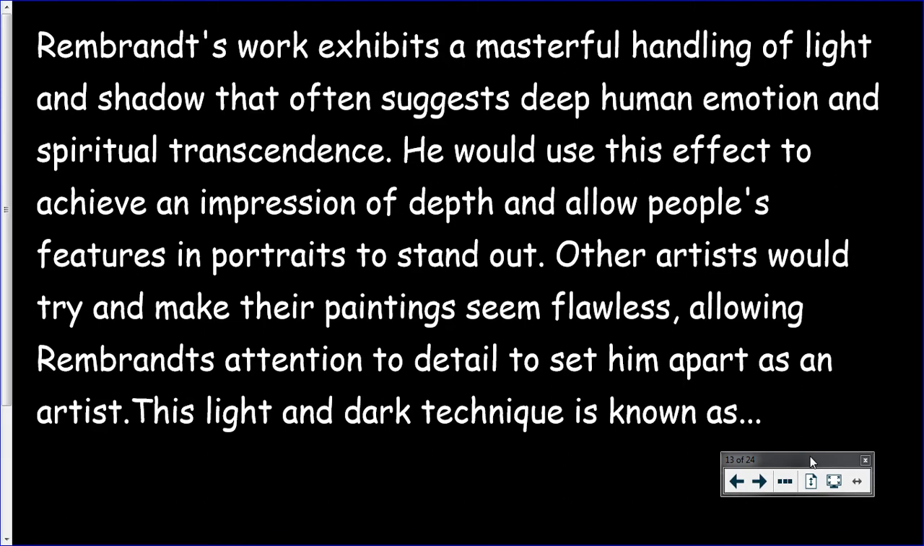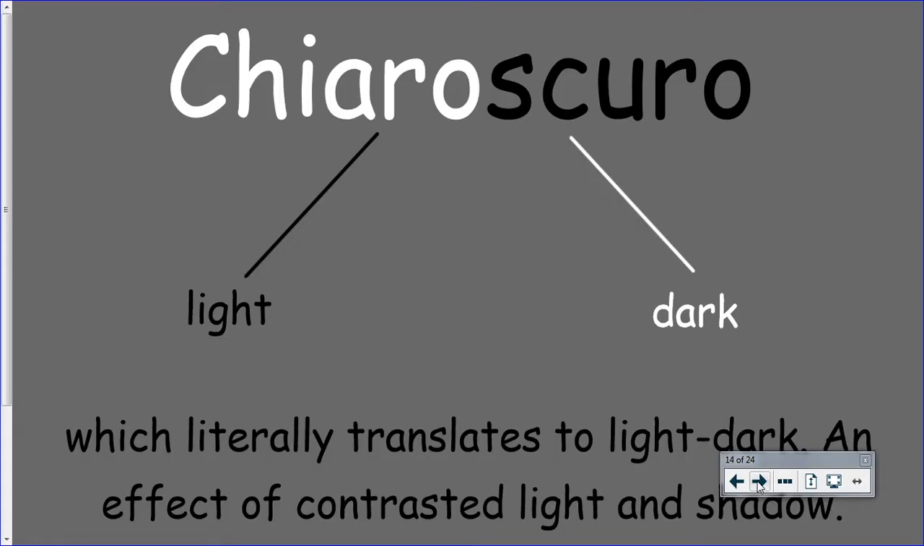Rembrandt's work exhibits a masterful handling of light and shadow that often suggests deep human emotion and spiritual transcendence. He would use this effect to achieve an impression of depth and allow people's features in portraits to stand out. Other artists would try to make their paintings seem flawless, allowing Rembrandt's attention to detail to set him apart as an artist. This light and dark technique is known as chiaroscuro. This literally translates to light-dark. Chiaro means light, scuro means dark. It's the effect of contrasted light and shadow.